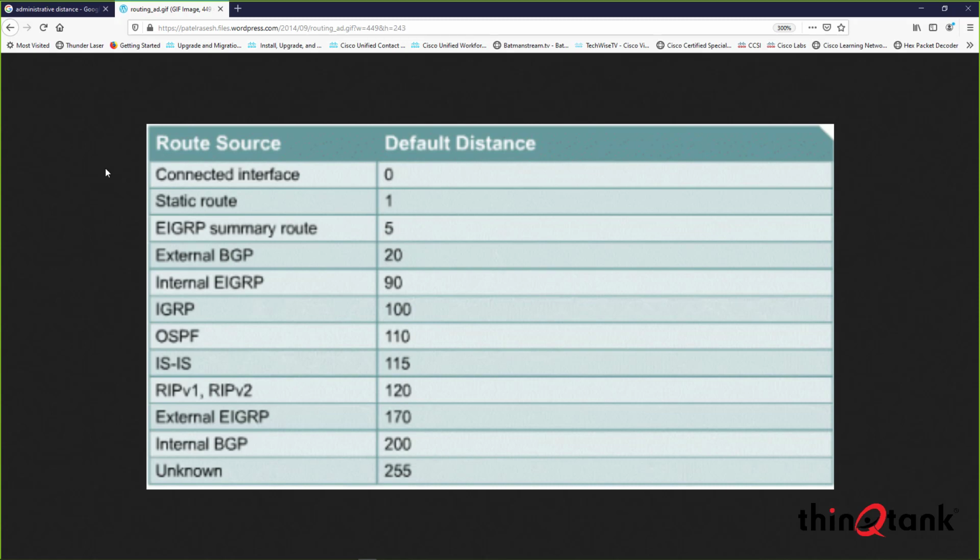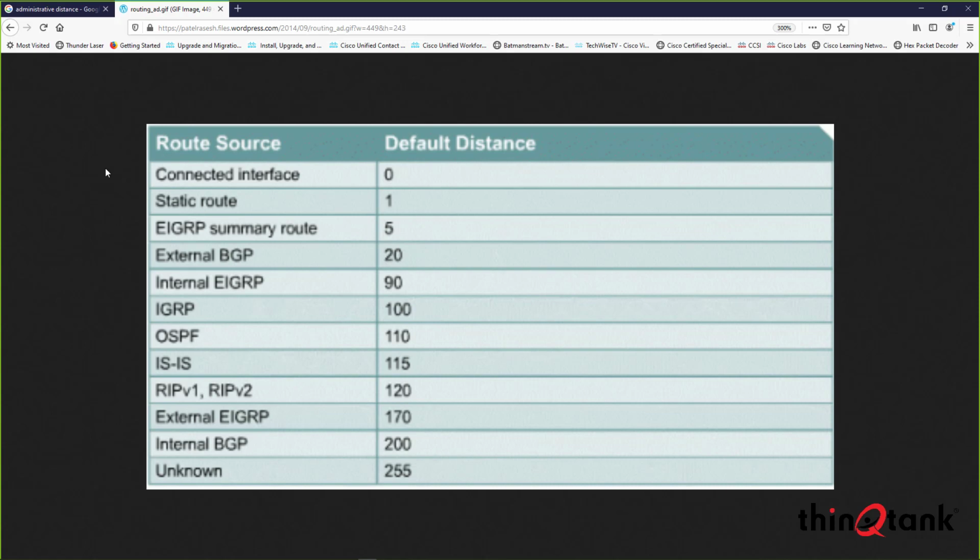And EIGRP is not a bad routing protocol. It's distance vector, we'll talk about that, but it's not a bad routing protocol. All right, IS-IS, intermediate system to intermediate system, is a routing protocol that's still used today. It's a very old routing protocol. It's actually a layer 2 protocol, believe it or not. That's another interesting thing about these protocols.